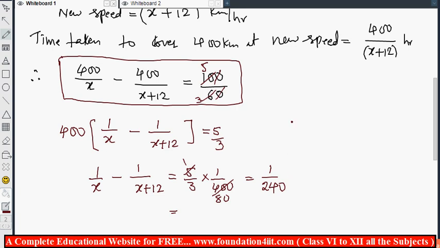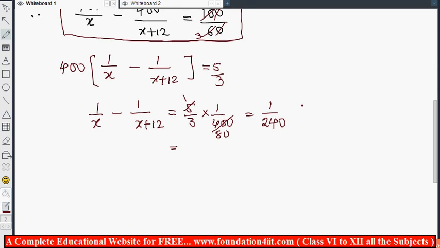Then the LHS part, you can do the LCM. So this is x and 1, cross multiplication. So 1 into x plus 12, so x plus 12 minus x, by both the denominators, x into x plus 12. This you know already how to simplify. That is equal to 1 by 240. Here plus x minus x cancel.